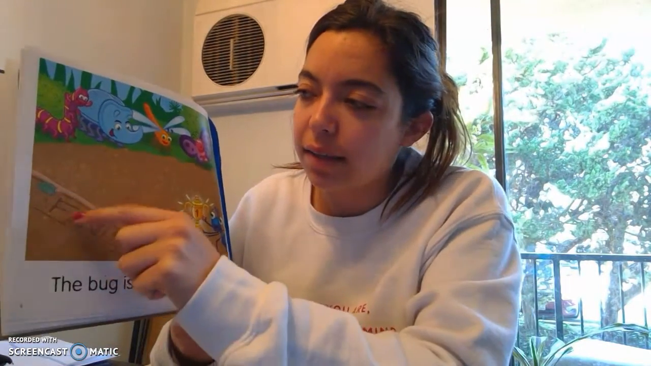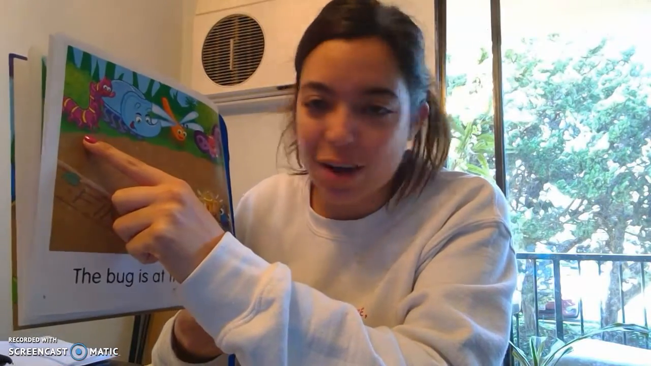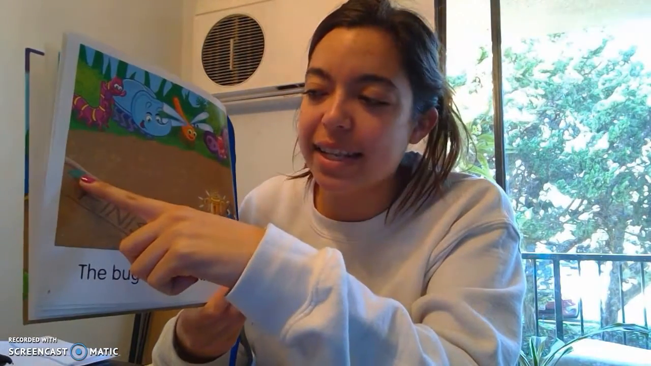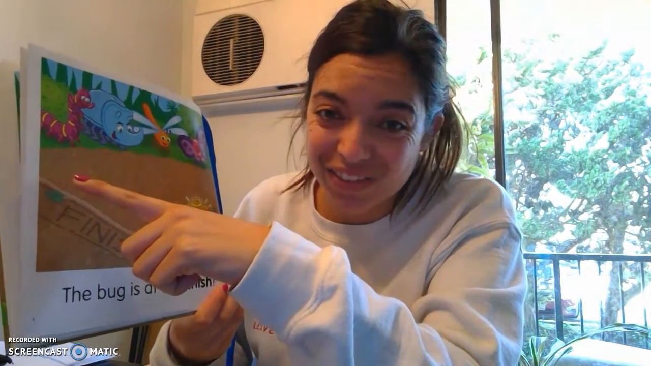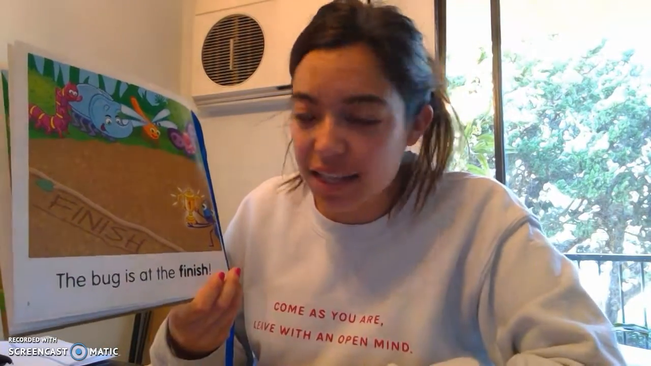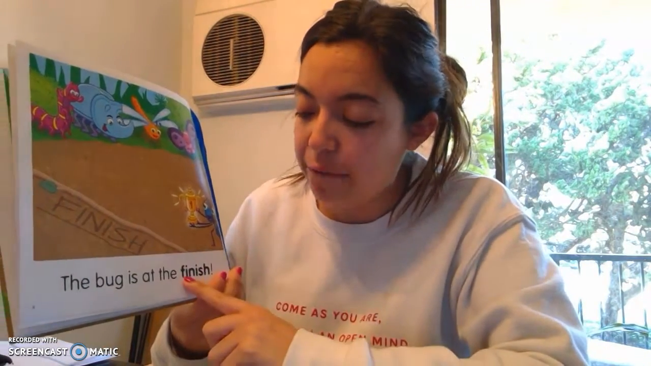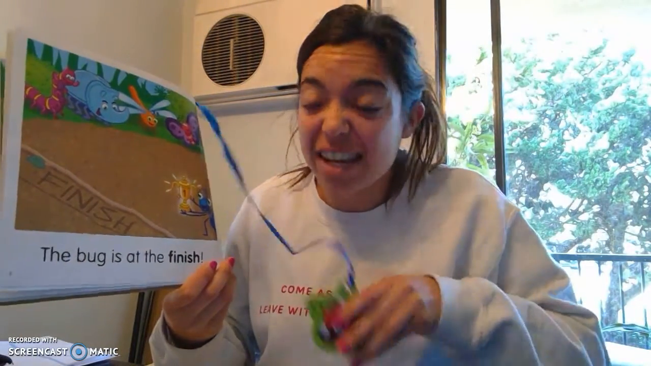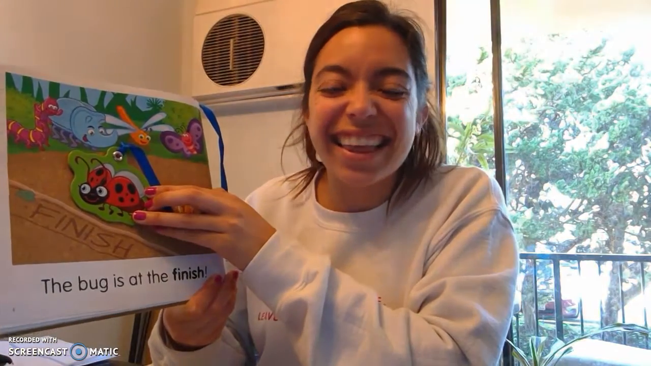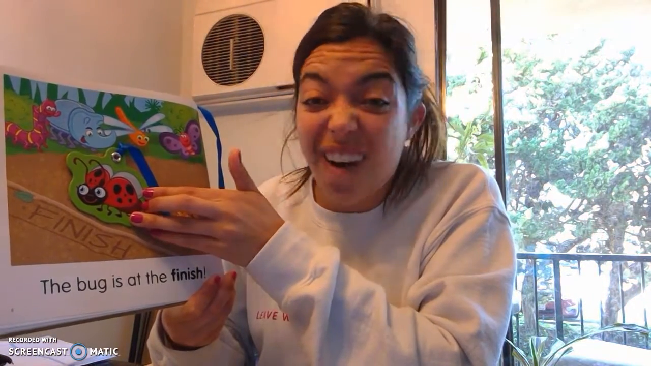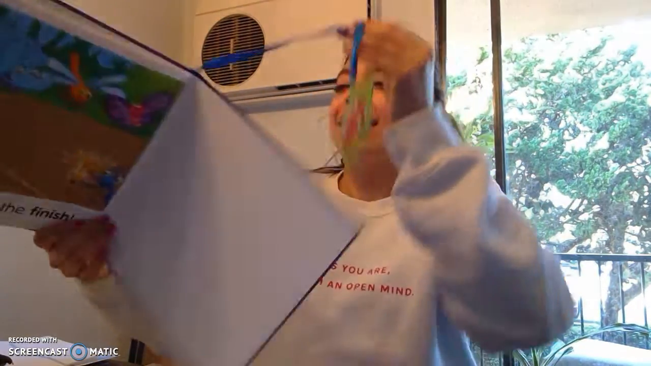Maybe let's look over here. Is this an F? No. Is this an F? No, that's a leaf. Is this an F? Yes, look. F, F. That's the finish. So let's put the ladybug at the finish. There it is. Yay, the ladybug did the race. It's all done. The end.